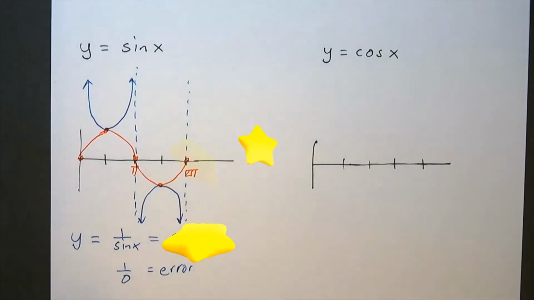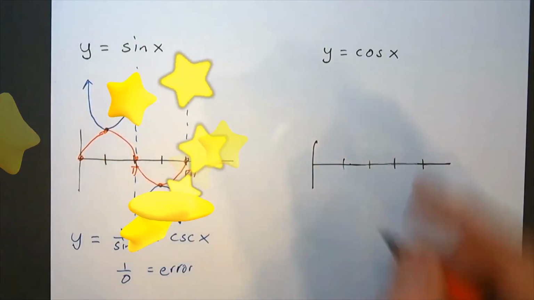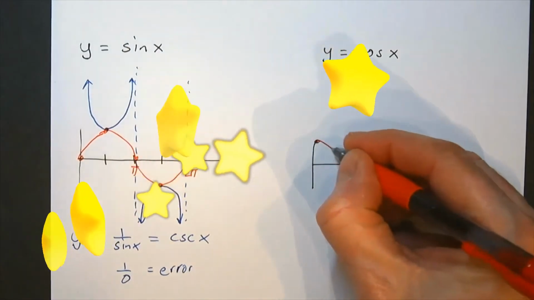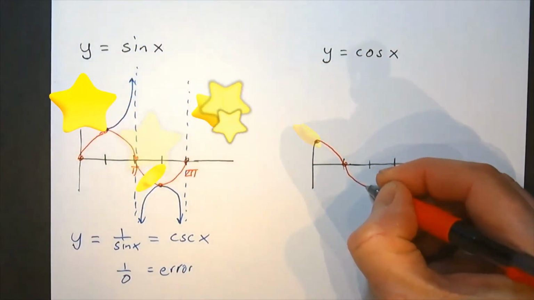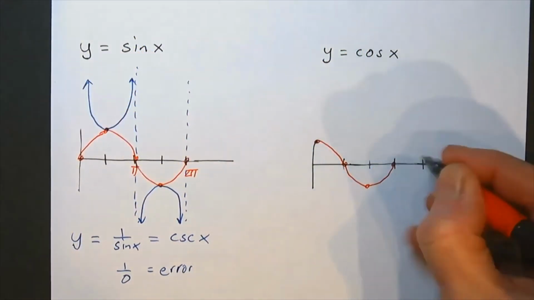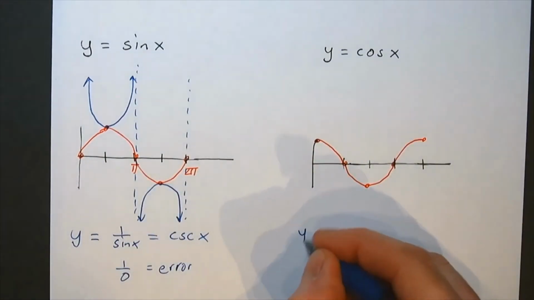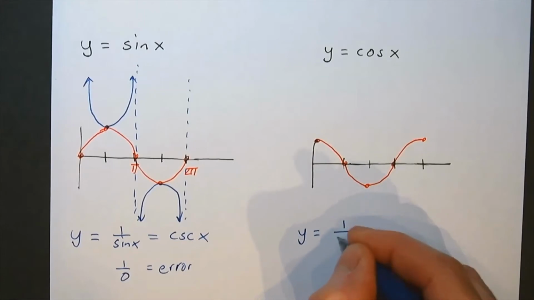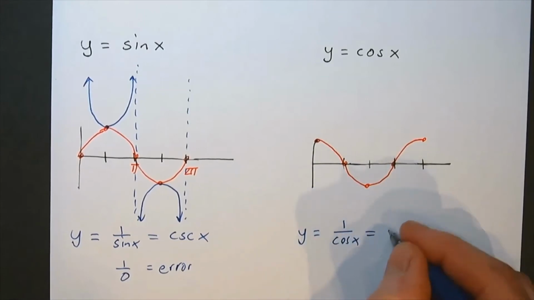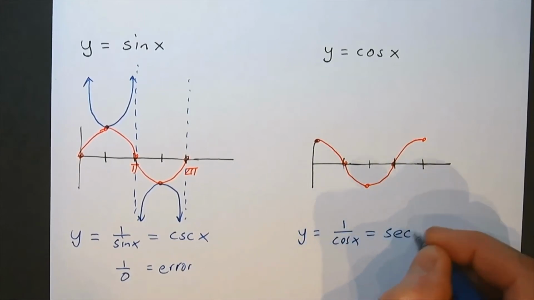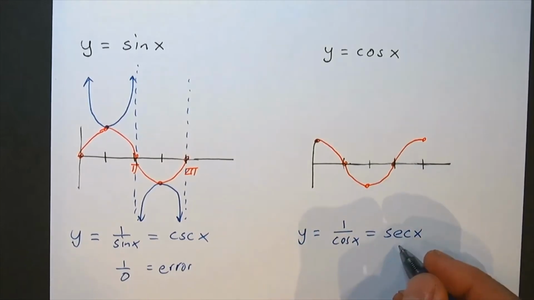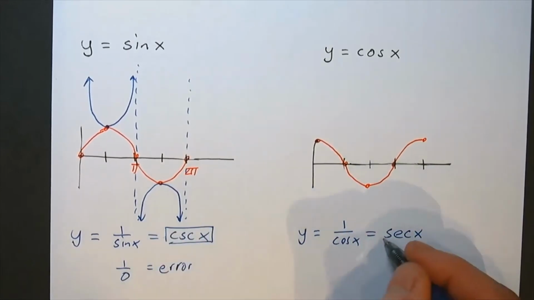We'll look at it in Desmos for a moment. But here's the cosine. Cosine, remember, starts at the top, goes down to 0, the bottom, back to 0, and back up. So if you wanted to do cosine upside down, 1 over cosine, we just call that secant. Okay, secant x. So if you had to do the secant graph, this was the cosecant, this is the secant.